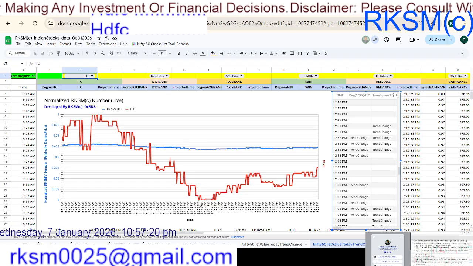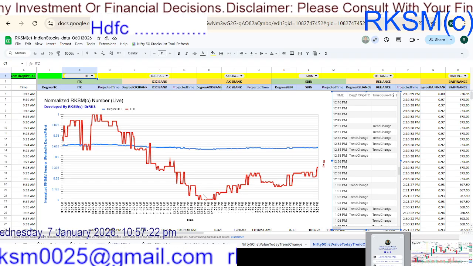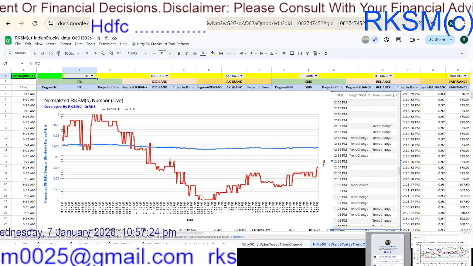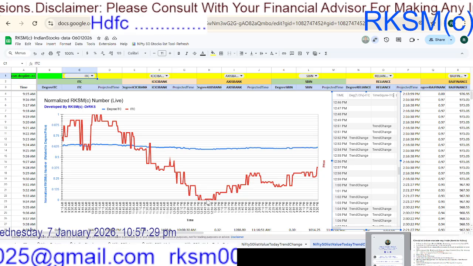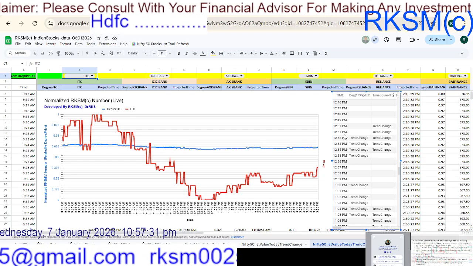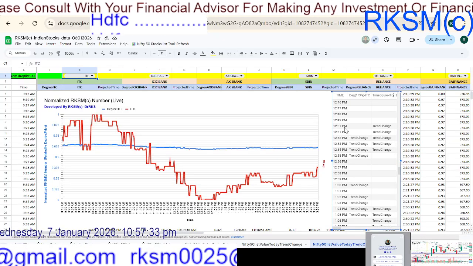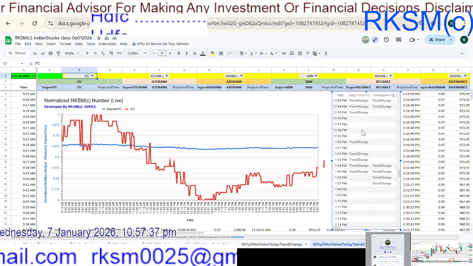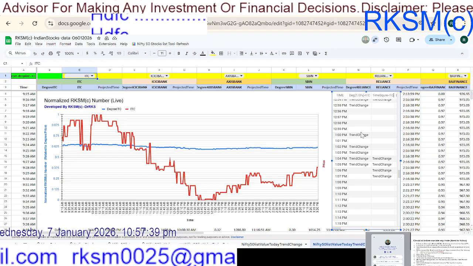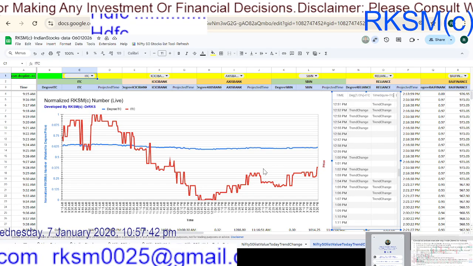We got the reversal point here, so we can make a plan of entry here without any fear. So without any fear we can make a plan here. You see there is a change in the trend here, okay, around 1 p.m. And we are getting multiple changes because the range is very small.